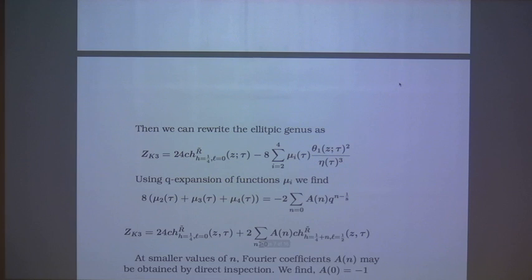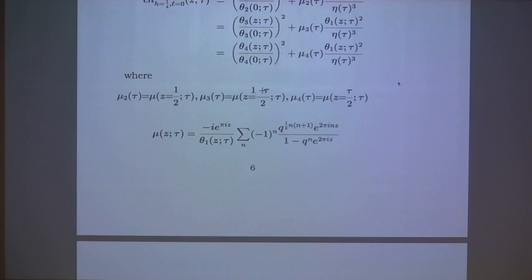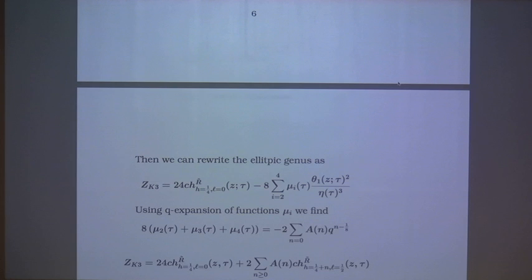Then if we sum both sides, take the sum of these and divide by 4, this is the K3 elliptic genus. And this object is the sum of mu at special values of z. Together we can write the K3 elliptic genus. This is the function which comes from the mu dependent part, and this is the spin zero component.